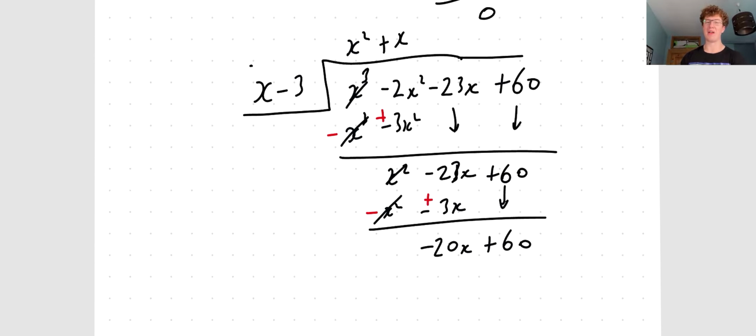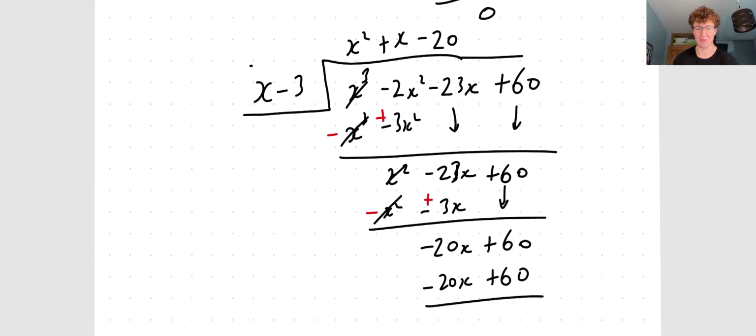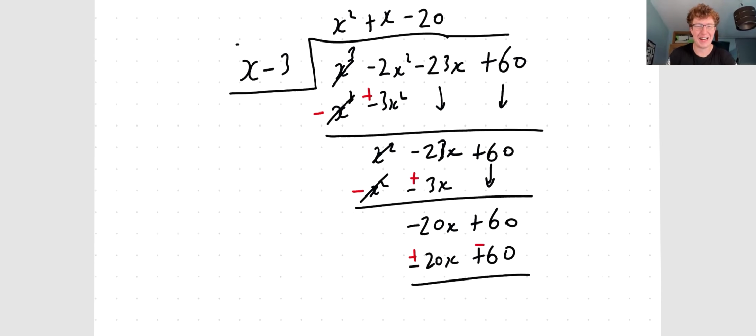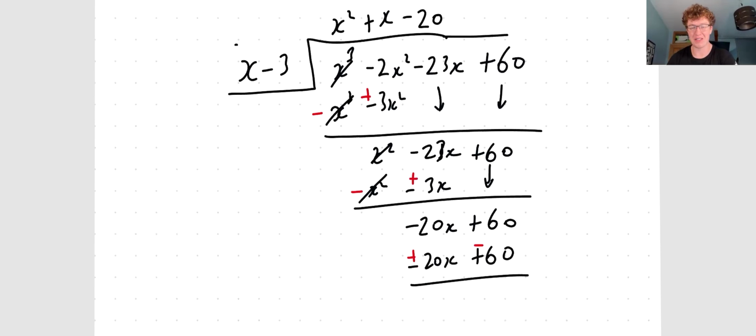Now, final step. Minus 20x divided by x, that's going to be minus 20 here. Minus 20 times x, minus 20x. Minus 20 times 3 is going to be minus 60. Draw the line, flip the sign, and sorry, guys. When we draw the line and flip the sign, these are going to cancel, and these are going to cancel, and we're going to be left with 0 down here.